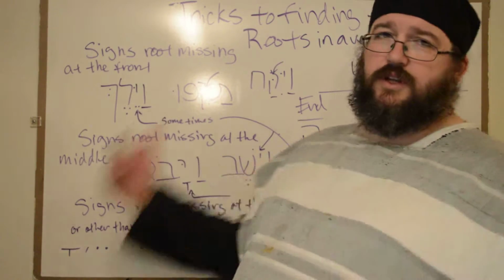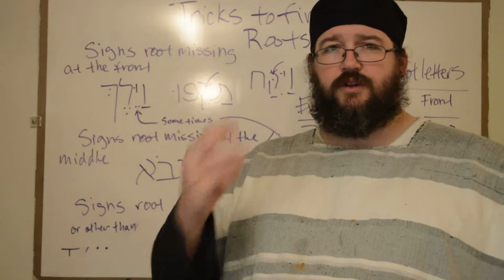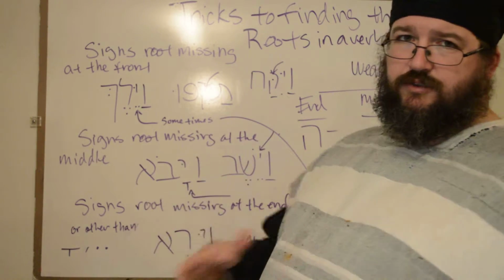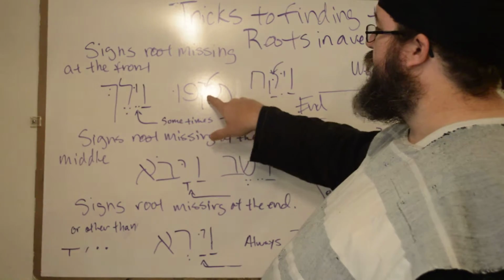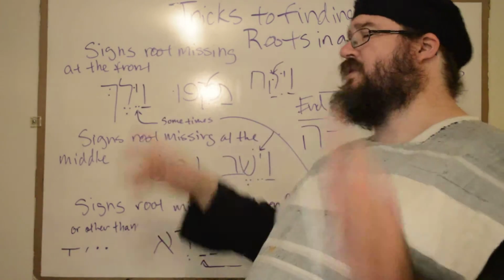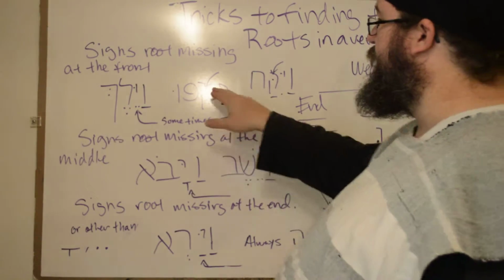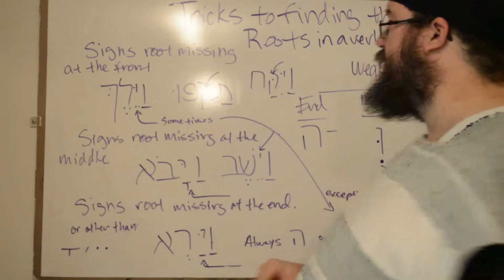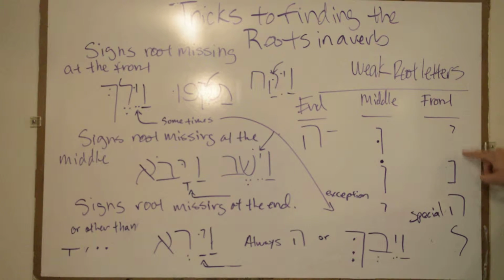Well, obviously, we're not looking for a two-letter root, we're looking for a three-letter root, okay? So, if we're looking for a three-letter root, then what's my indicator to show me where it's missing? If you see that dot in the first root letter, the first and only root letter you have available, that dot indicates that I have a missing letter in the front. And so that means it could either be a yud, a nun, and maybe a hey, but normally it's going to be yud or nun, okay?